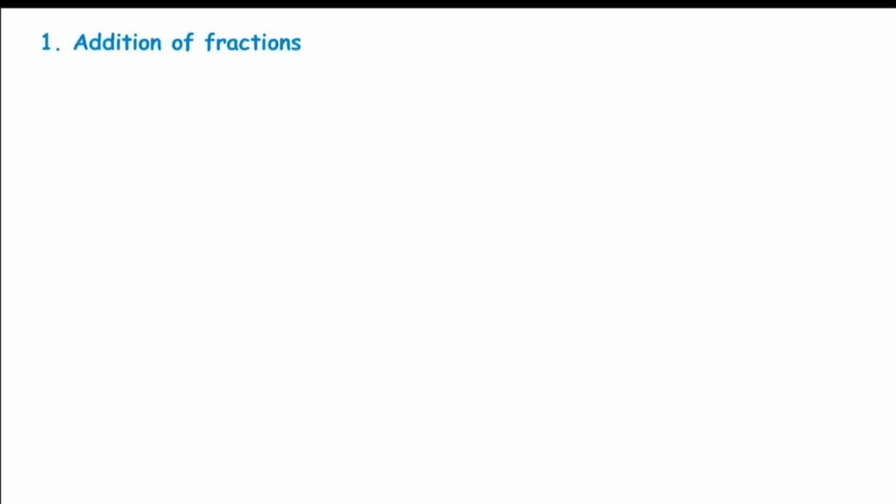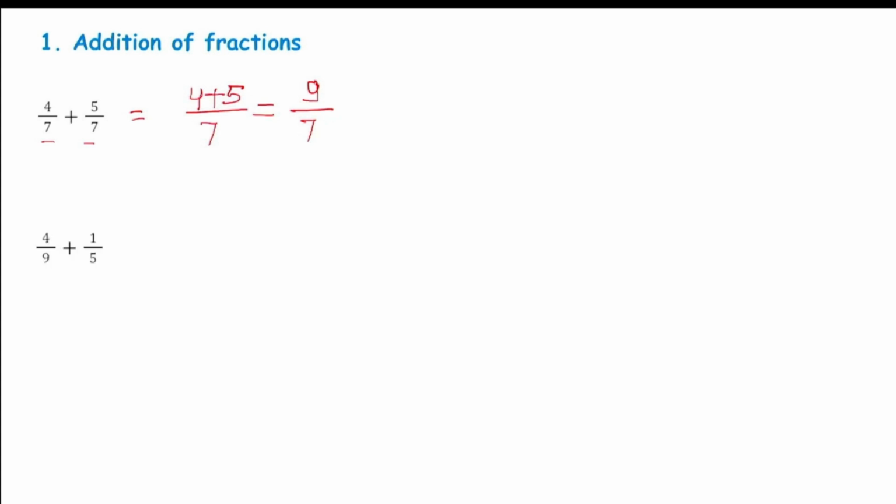So here we have addition of fractions. Here we are given two fractions which we need to add. Both the fractions have a common denominator of 7. So to add these two fractions, we keep 7 as the common denominator and add the numerators of both fractions, which is 4 plus 5 is 9 over 7.